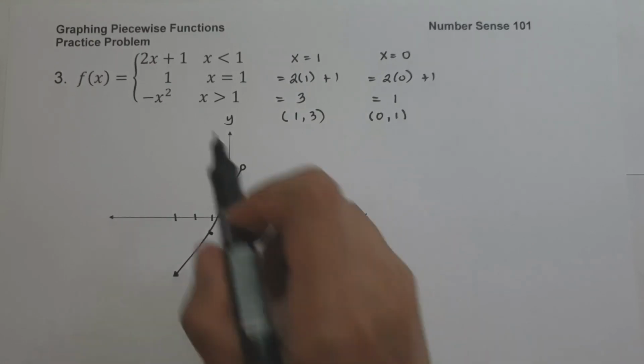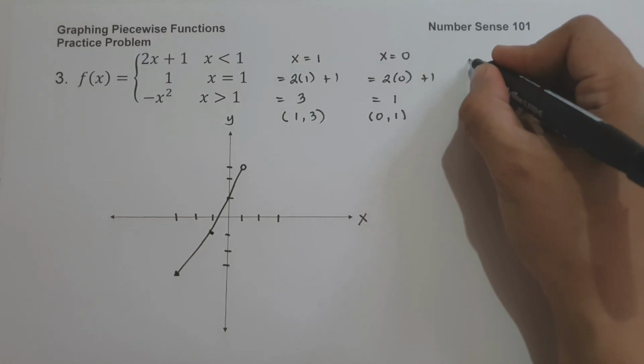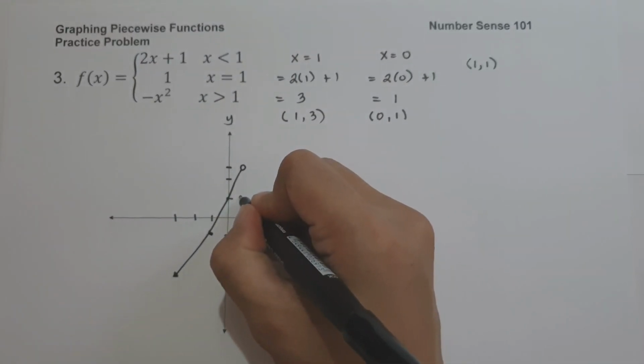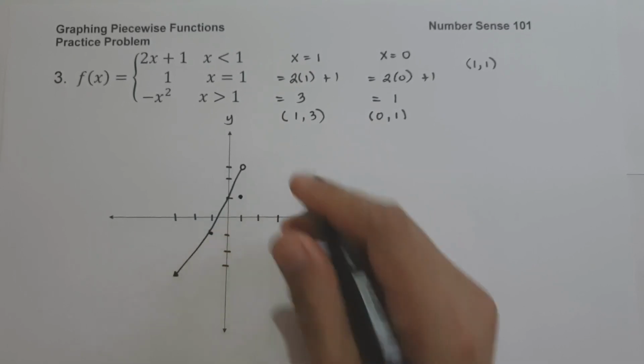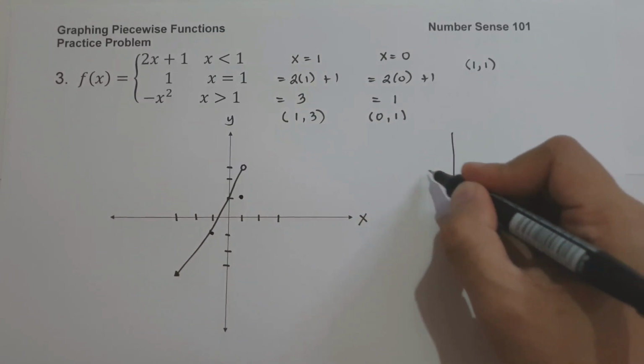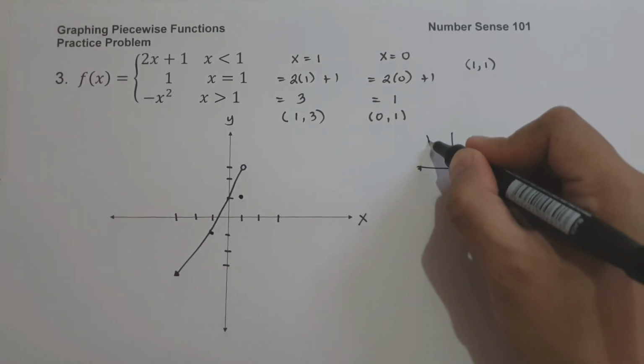And if you are going to plot f of x is equal to 1 when x is equal to 1, we are going to have 1, comma 1. And there is no range of values for this function. And if you are going to graph a quadratic function, let's say if we are going to have x squared, this opens upward.